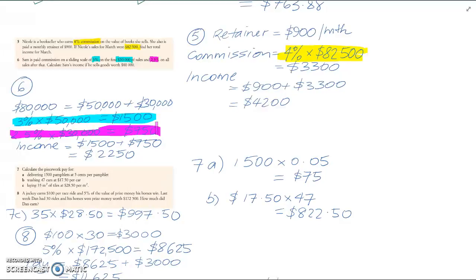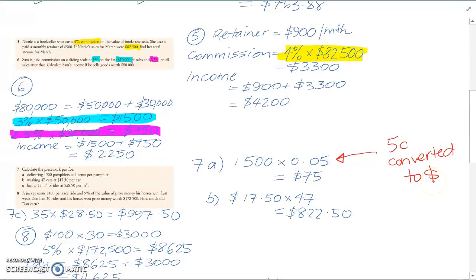Oh, we've got no name for number 7. Can't deliver this one to anyone. Okay, someone is delivering 1,500 pamphlets at 5 cents per pamphlet. The thing you've got to remember there is, notice the cents, 5 cents. Don't just times by 5 unless you're going to leave your answer in cents. I've converted it. So this is 5 cents converted to dollars.